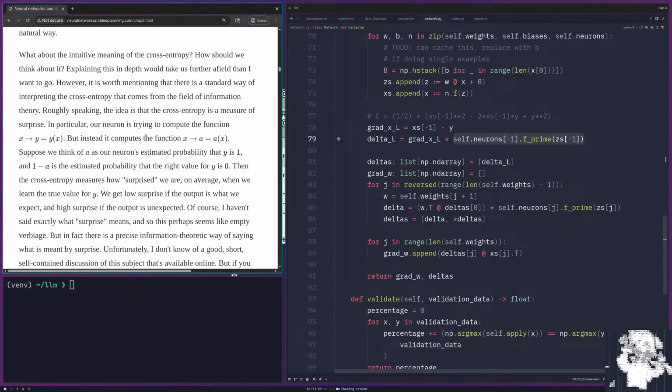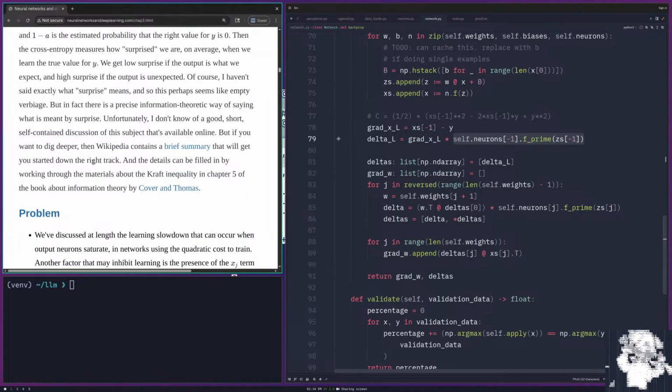Suppose we think of a as our neuron's estimated probability that y is 1, and 1 minus a is the estimated probability that the right value for y is 0. Then the cross entropy measures how surprised we are on average when we learn the true value for y. We get low surprise if the output is what we expect, and high surprise if the output is unexpected. Of course, I haven't said exactly what surprise means, and so this perhaps seems like empty verbiage, but in fact, there is a precise information theoretic way of saying what is meant by surprise.